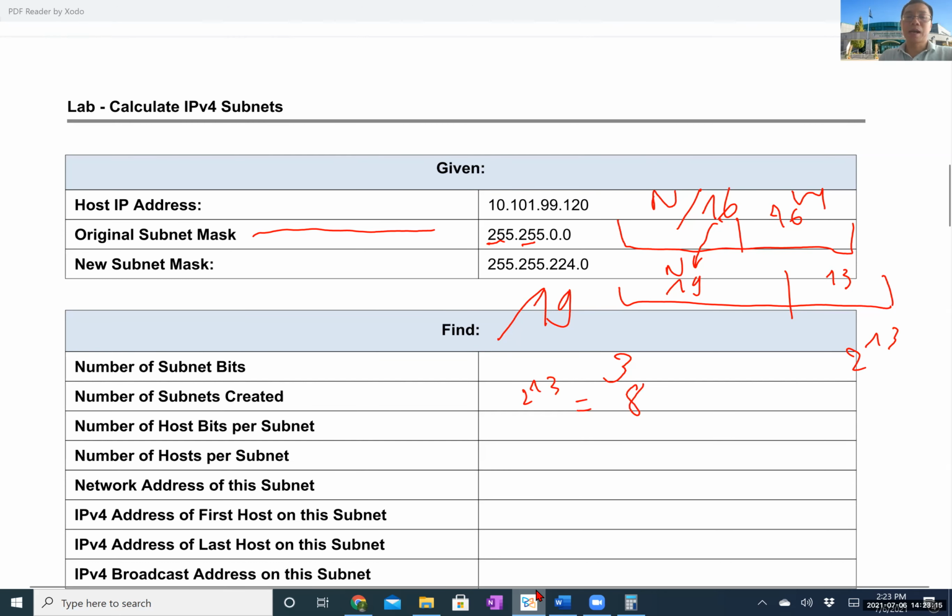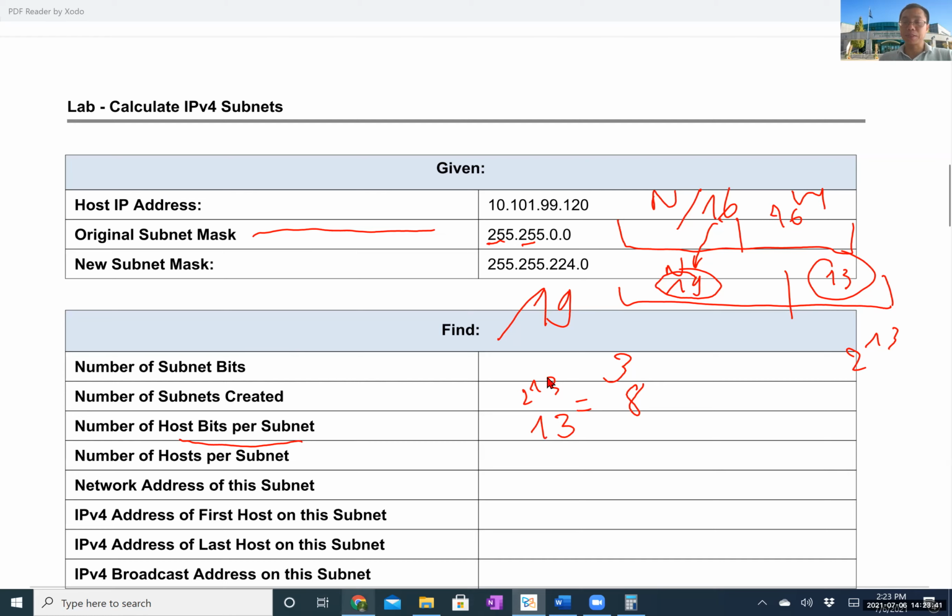Now, how many bits in the host portion do you have? 13 here, right? Because you have 19 bits in the network portion. That's why you have 13 bits left in the host portion, because in total you have 32 bits here. So for this one, you have 13 bits here. With 13 bits in the host portion, how many hosts can you have?